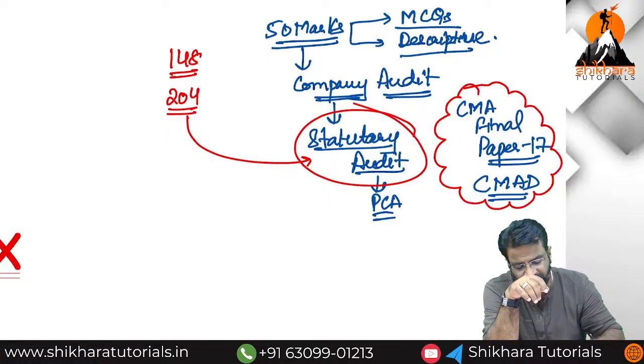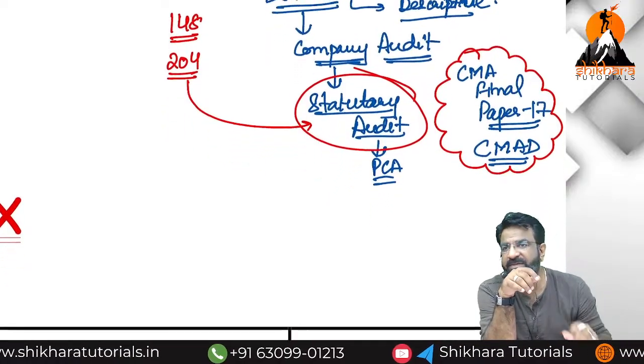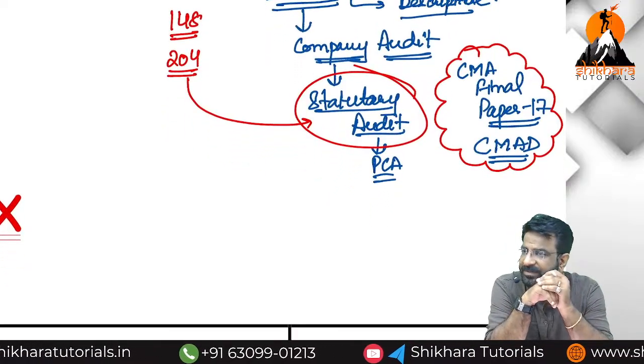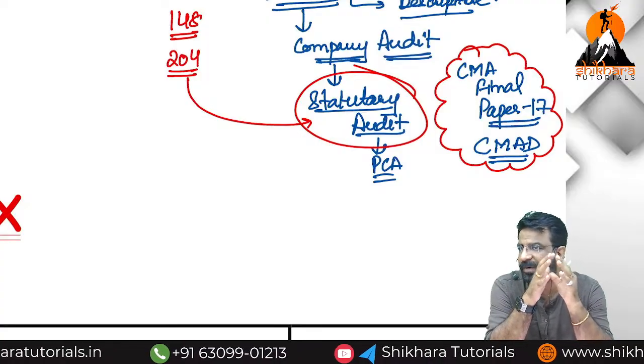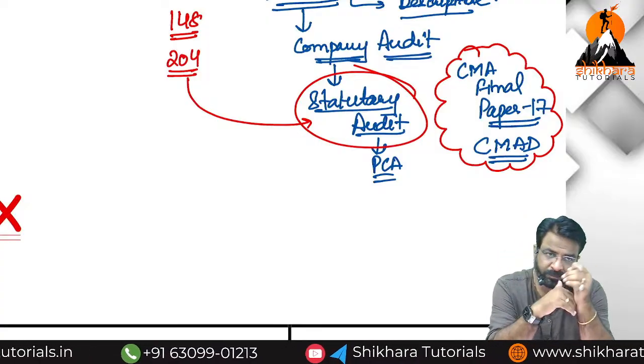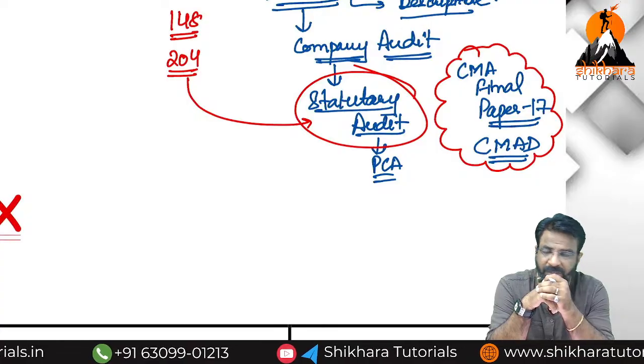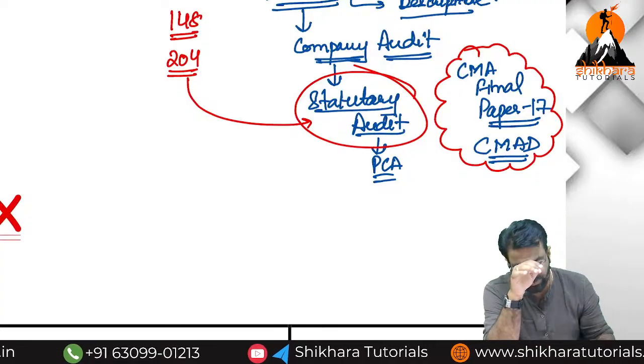So what is the name of your subject, everyone? The name of the subject is company audit. How many marks? 50 marks, divided into two parts, MCQ portion and what? Descriptive portion. Shall we start with the portion now? What is the portion you have?